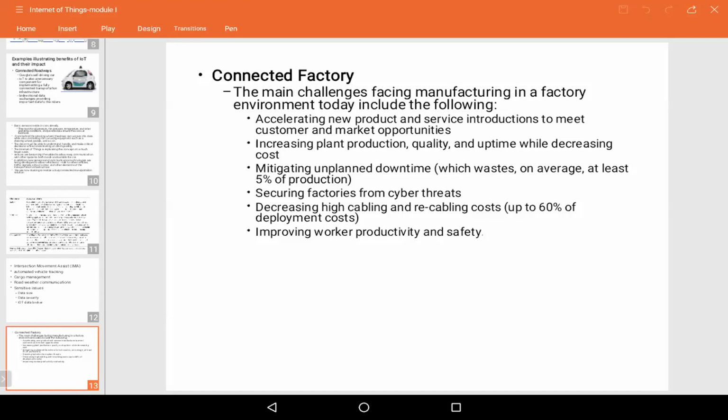So these are the connected factories. You can simply write in your own words, people, about the traditional factories and the present factories. Take some one or two examples, include this, and just write it in your own words.